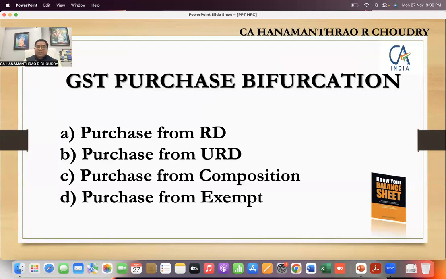GST purchase bifurcations. While doing the accounting, the accountant should make the bifurcations of GST purchases, that is, purchase from registered dealers, purchase from unregistered dealers, purchase from composition dealers, and purchase from exempt purchases. So we have to make the bifurcations, which helps auditors as well as accountants to prepare the balance sheet perfectly.